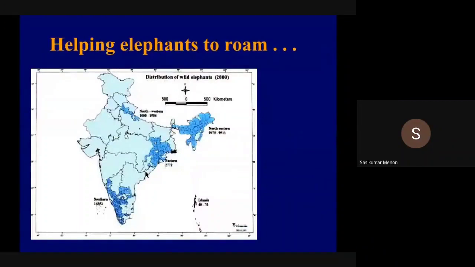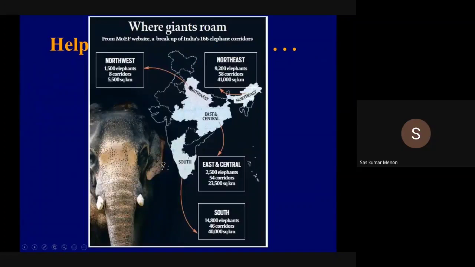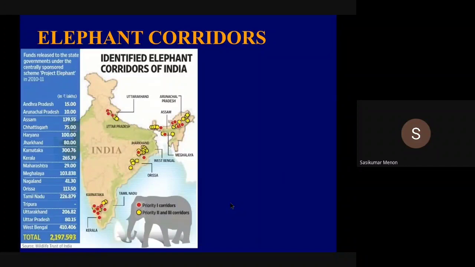Now this is the elephant corridors, the elephant population that we have in India. In this we have identified a huge number of corridors that need to be built up in 4 areas, which the government is now trying to build. Here is an example: these red dots are the ones where we need corridors on an immediate, urgent basis so that the populations can migrate.